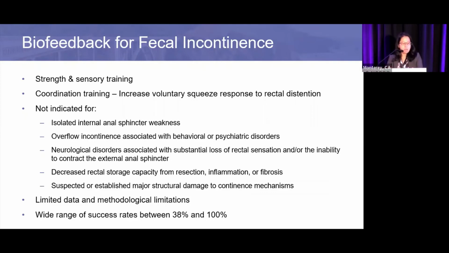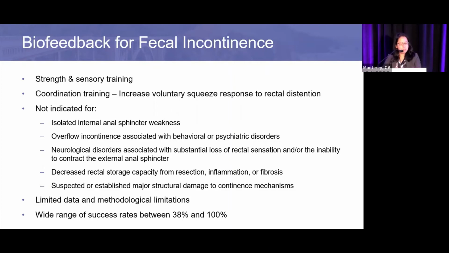It's also not indicated if they have overflow incontinence associated with a behavioral or psychiatric disorder, or a neurological disorder associated with substantial loss of rectal sensation or inability to contract the external anal sphincter, or decreased compliance, so they don't have that storage capacity due to inflammation, resection, or fibrosis. And I have seen patients like that. They come to my clinic with bad radiation proctitis, the rectum is so woody, there's really no pliability, and biofeedback is not going to help with that.